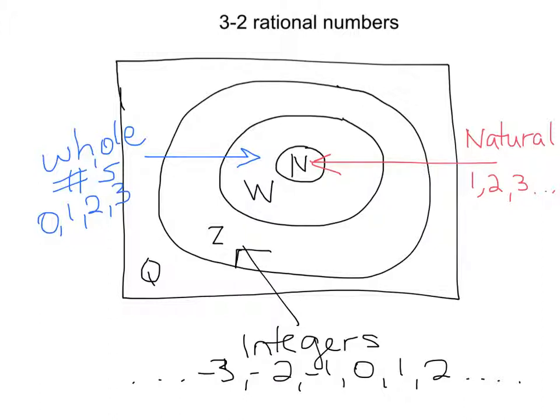And then the last set are Q, which are the rational numbers. The rational numbers include all of the previous sets we've talked about, and a rational number is any number that can be written as a fraction. So if you can write any of the numbers, so the integers, the whole numbers, or the natural numbers, or any other number as a fraction, then it's considered a rational number.